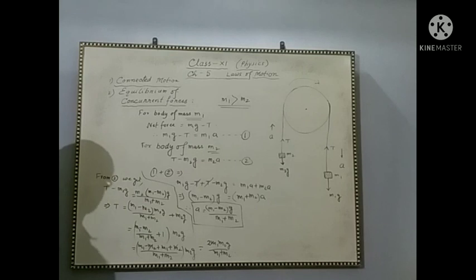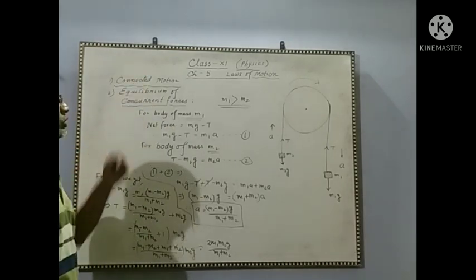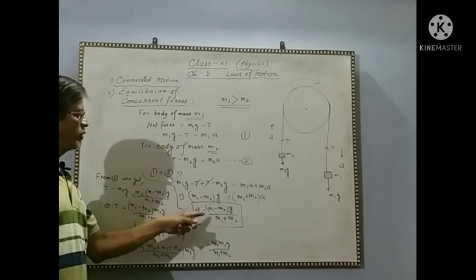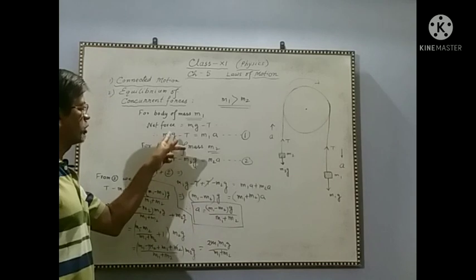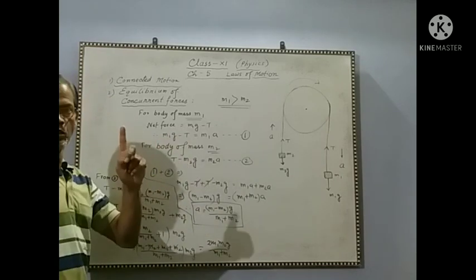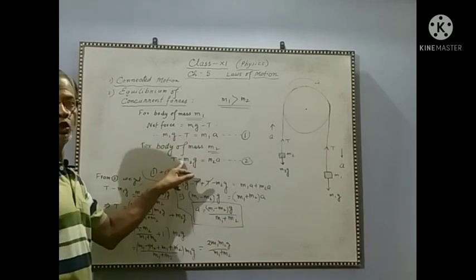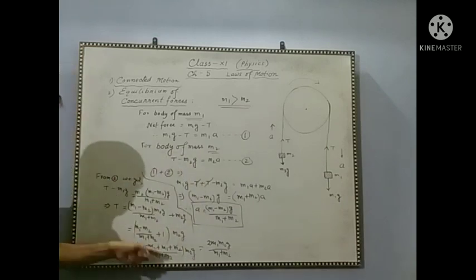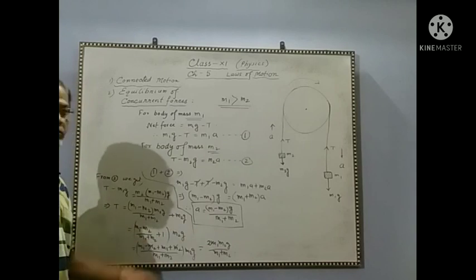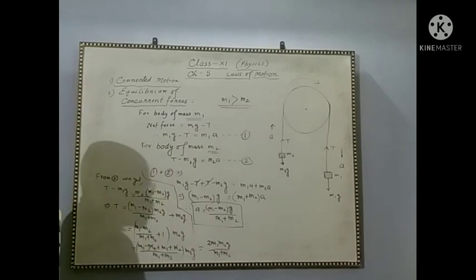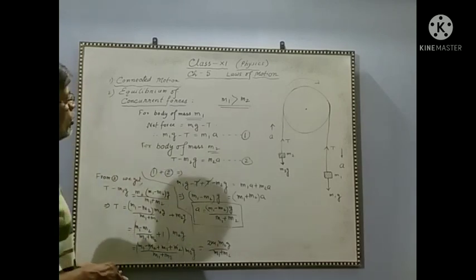Clear? This is the expression for connected motion. First we calculate acceleration and put this value in equation either 1 or 2. I have put it in equation 2, and after calculation we are getting T equals twice M1 M2G by M1 plus M2. Okay. Now we are going to equilibrium of concurrent forces.